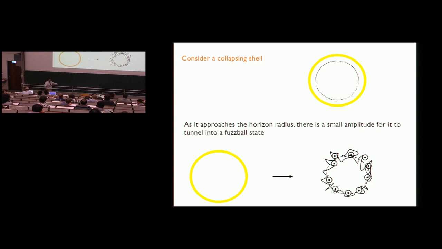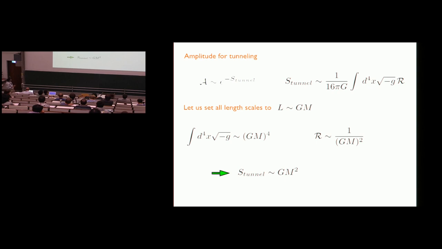It has monopoles and anti-monopoles, and there's an actual topological path from something with no monopoles or anti-monopoles to something which does have them, so you can look at the tunneling. But how do you estimate the action for tunneling, the amplitude for tunneling? There's a standard way to estimate the amplitude for tunneling.